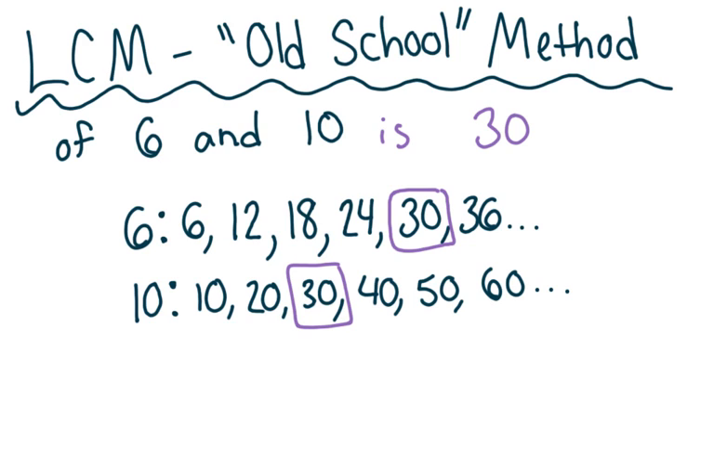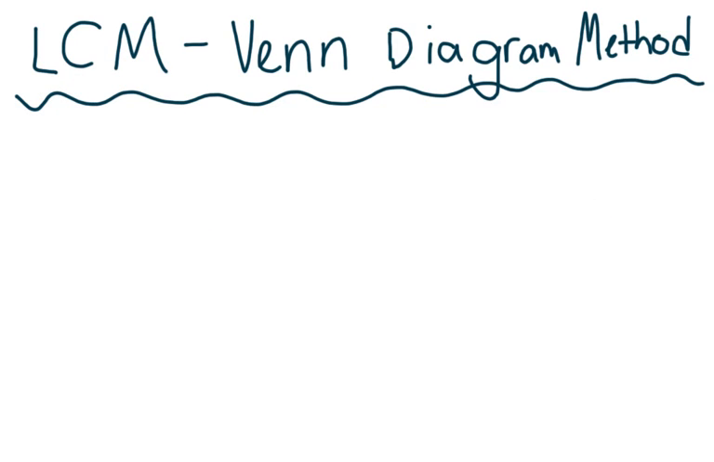They both have a 30. The reason we look for the least common multiple is because multiples just keep going. In fact, if we continued that list of 6 all the way out to 6 times 10, we'd eventually get to 60 and find that they share 60 as well, but it's not the least common multiple. What's nice about doing the LCM via the Venn diagram method is you already know how to do GCF. Now you can do the LCM.